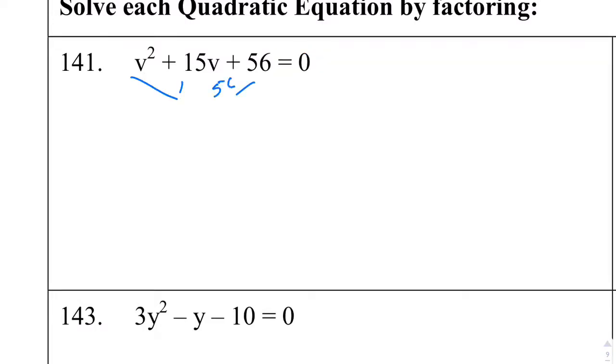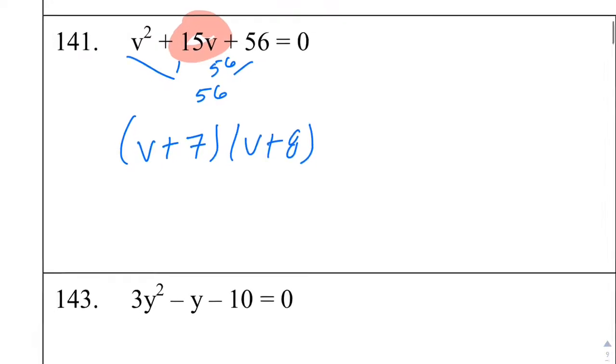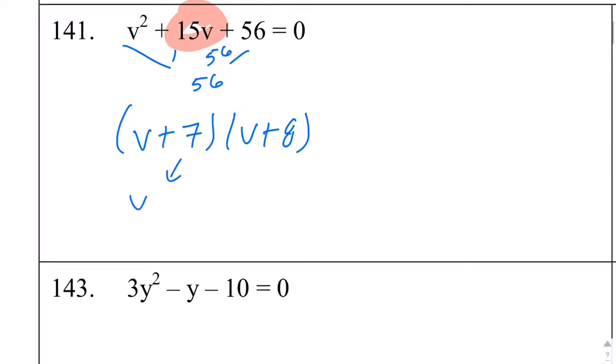Okay, so away we go. 1 times 56 is 56. I need two numbers that multiply to be 56, but combine to be 15. They're both going to be positive, so I have v plus 7 and v plus 8. Then again, I need to take that extra step because of the equal sign. So either v plus 7 equals 0 or v plus 8 equals 0.